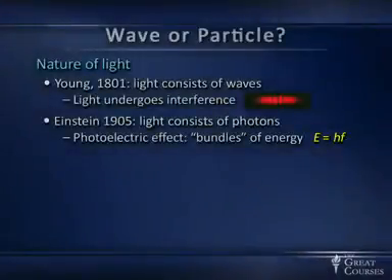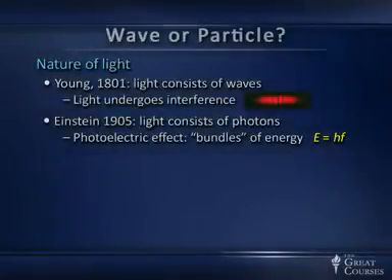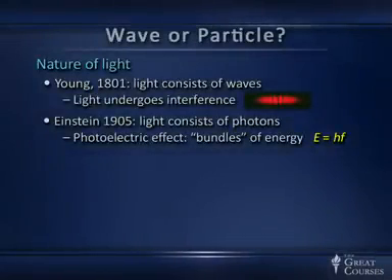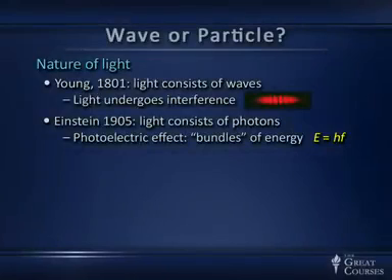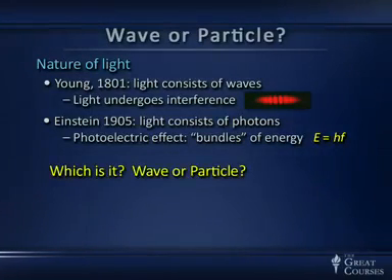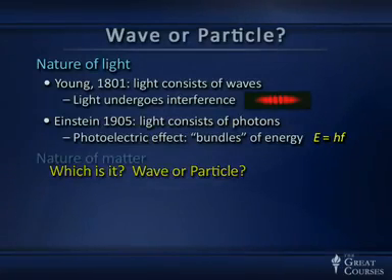Fast forward to 1905, and Einstein explains the photoelectric effect by saying that light consists of photons, these bundles of energy that behave, according to the Compton effect, like particles. So which is it? Is it a wave or is it a particle? That's our question. Now we have the same problem for matter.